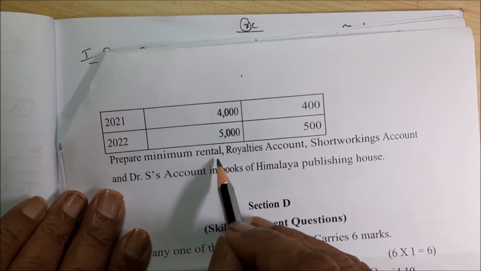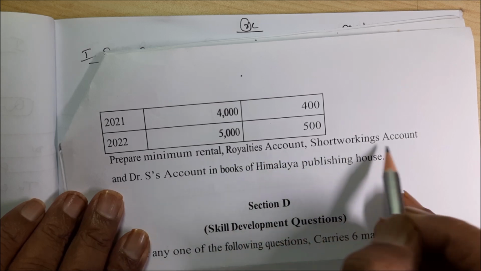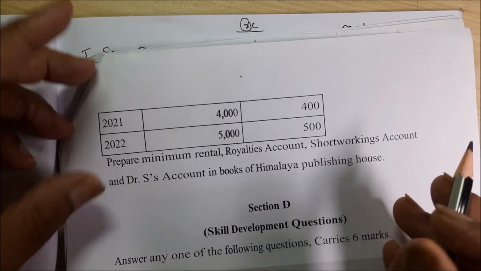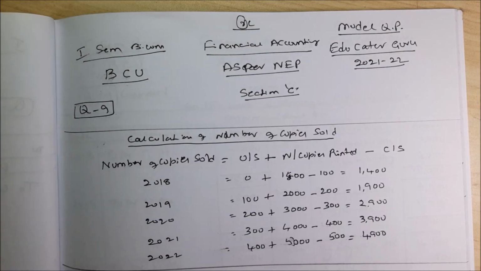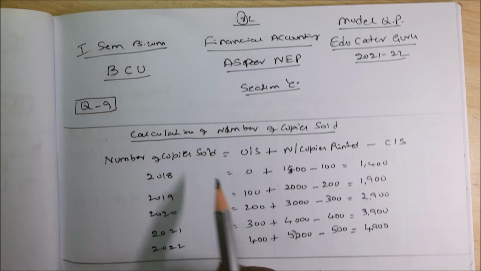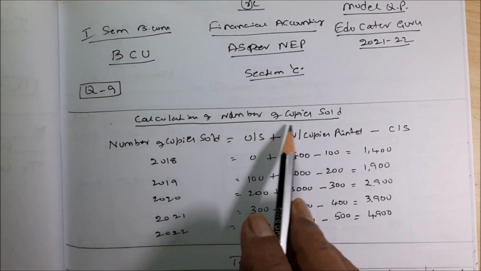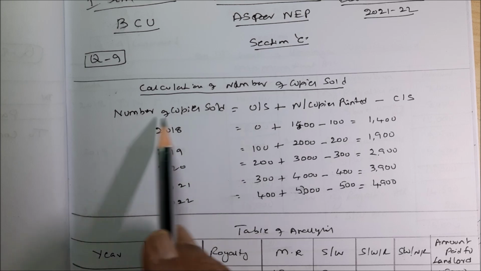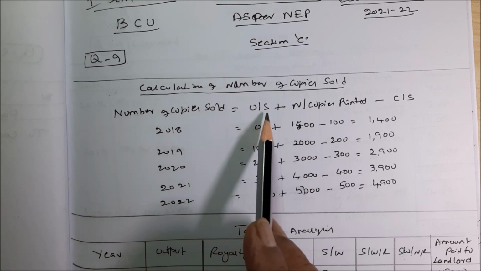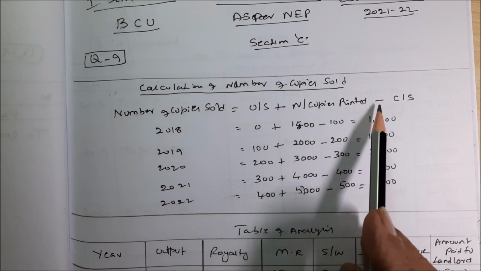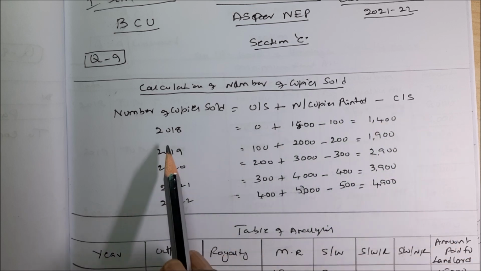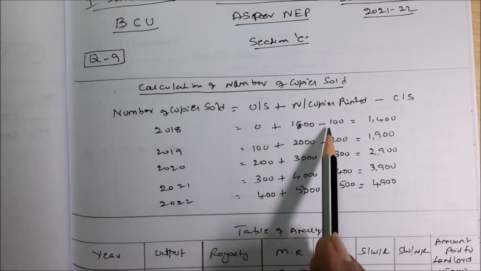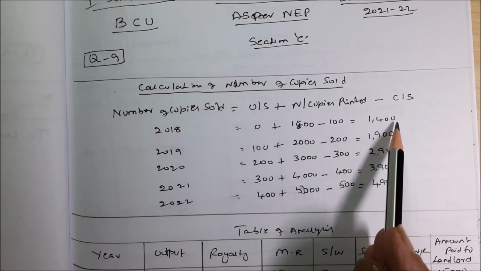Prepare the minimum rental account, royalties account, short working account and Dr. S account in the books of Himalaya Publishing House. So very simple, that is the calculation of number of copies sold. I have told you number of copies sold is equal to opening stock plus number of copies printed minus closing stock. In 2018 there was no opening stock because it had just started. 1,500 minus 100 comes to 1,400.